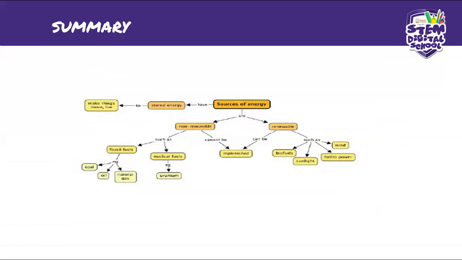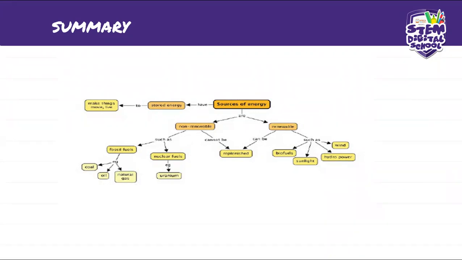All right. Now there is a mind map that will help you to consolidate what we have been talking about. So we're looking at sources of energy. So we're saying sources of energy have what? Stored energy. And because they have got stored energy, it makes things move. Now we have got two sources. We have got renewable, we have got non-renewable.